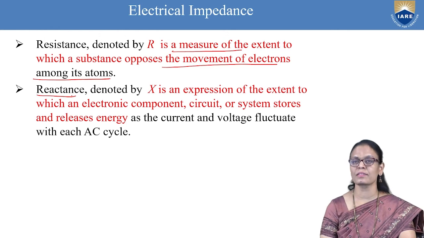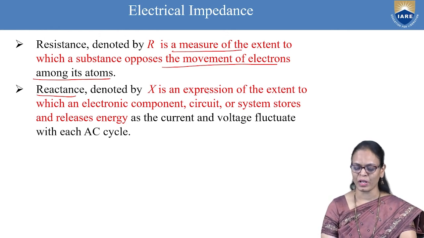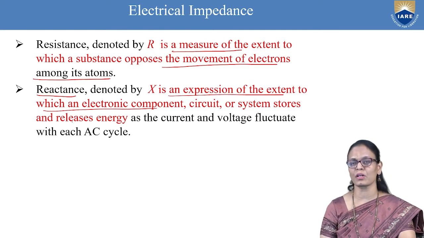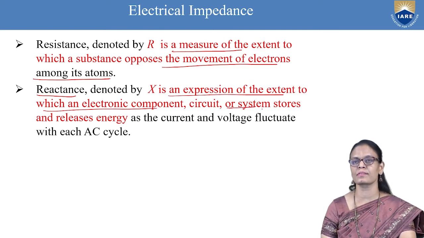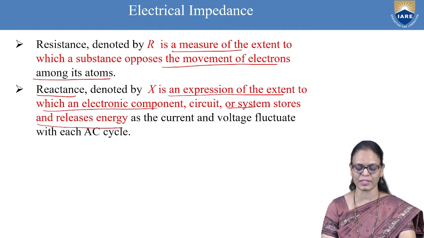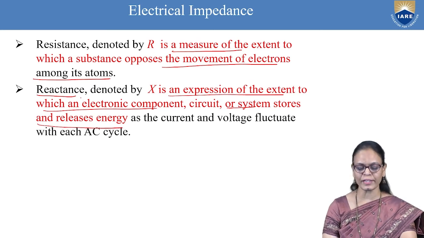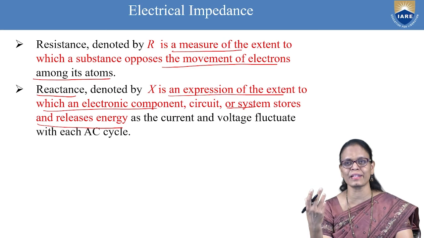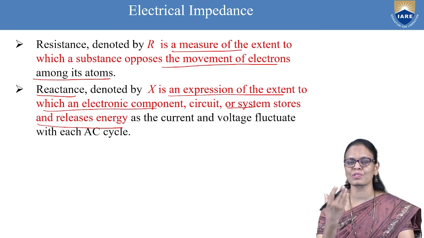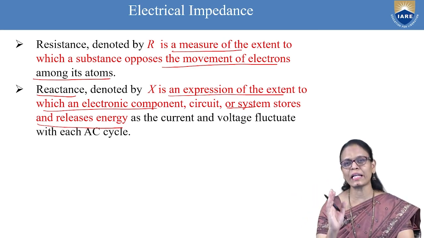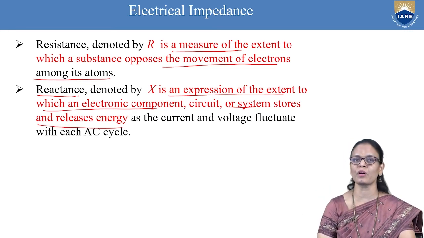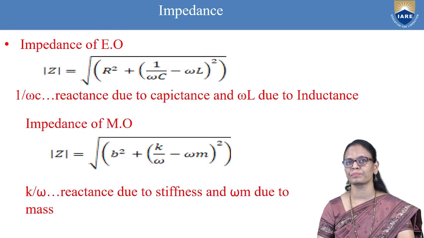Then reactance is an expression of the extent to which an electronic component, a circuit or a system stores and releases energy. So reactance talks about how the energy is stored or released when the current flows through the circuit. That means for each cycle, how the energy is stored and released can be measured with the help of reactance.